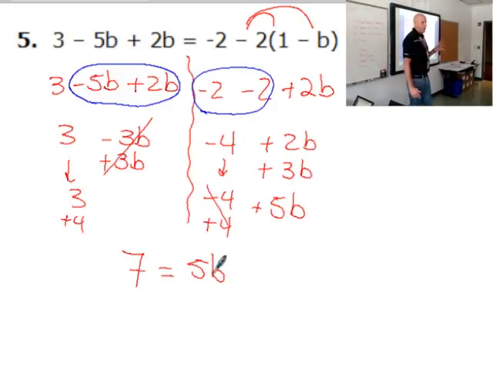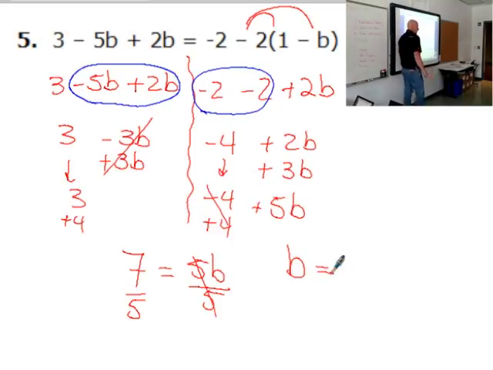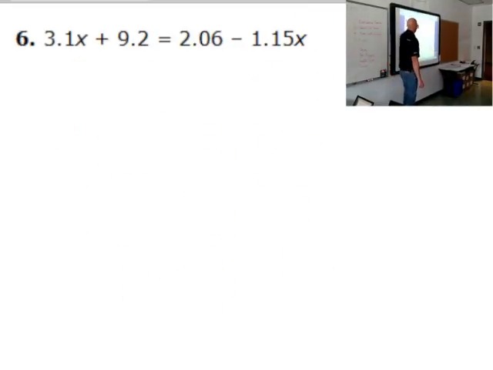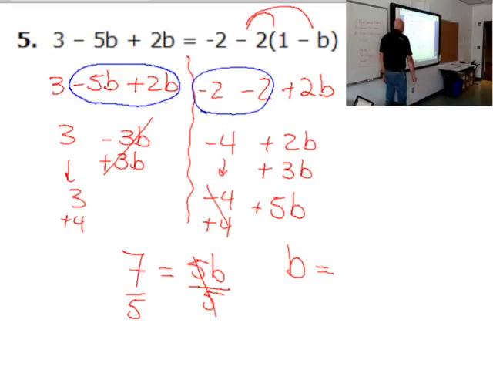And our last step is what? Divide. We're going to divide by 5. 5 divided by 5 is 1. 1 times b is b. So you're left with b is equal to 1.4, but we don't do decimals. The only time you will do decimals is like in number 6, if they give you decimals. If they don't give you decimals, you'll keep it in fraction. So what's going to be our answer? b is equal to 7 over 5. That's your answer.